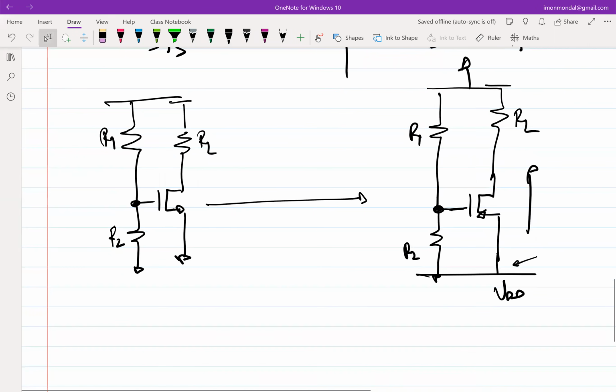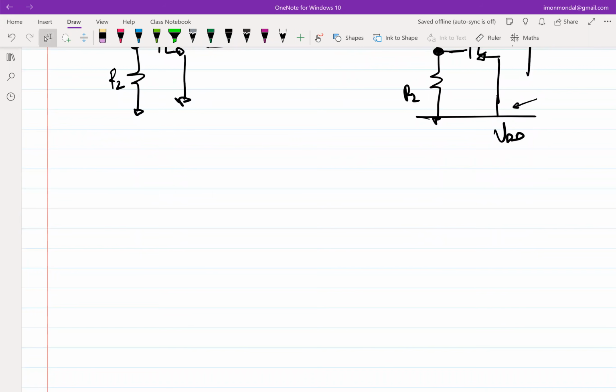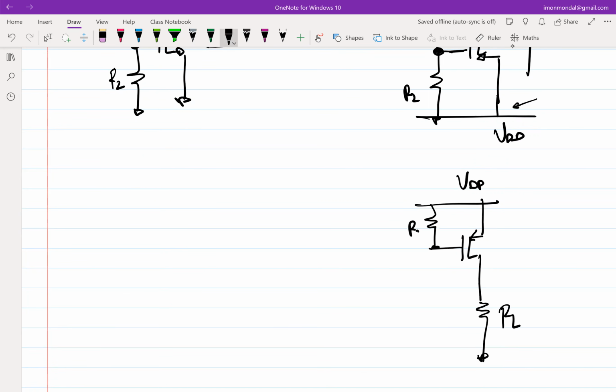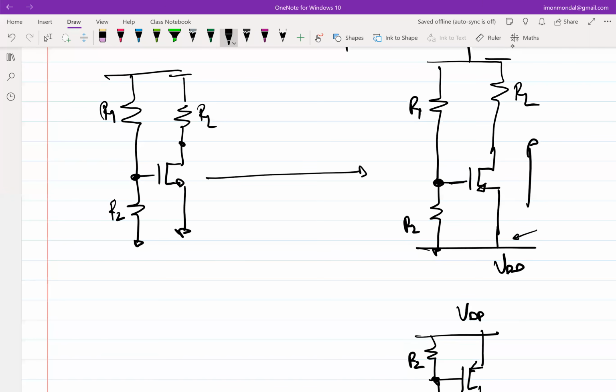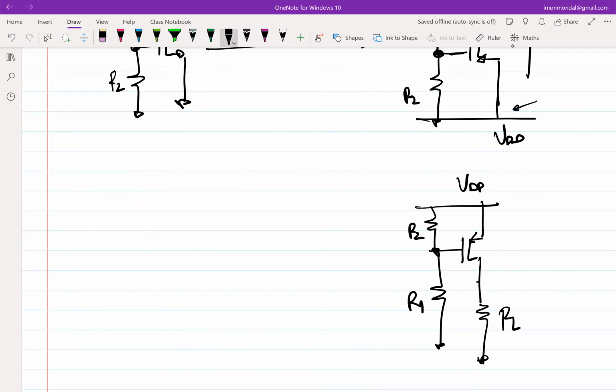So what I'll do, I'll take this and simply flip it around. Top becomes VDD. This becomes RL. This becomes R2. And this becomes R1. And if this was my V0, so this becomes my V0.